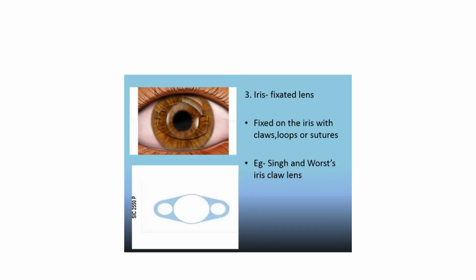These are the third variety of lenses. These are iris fixated lenses. They're fixed on the iris with claws or loops or sutures. There are two types of iris fixated lenses. One is the Sinskey iris fixated lens, and the second is the Worst's iris claw lens. So in the picture you can see here, they are piercing the iris and resting on the iris. So these are iris fixated lenses.